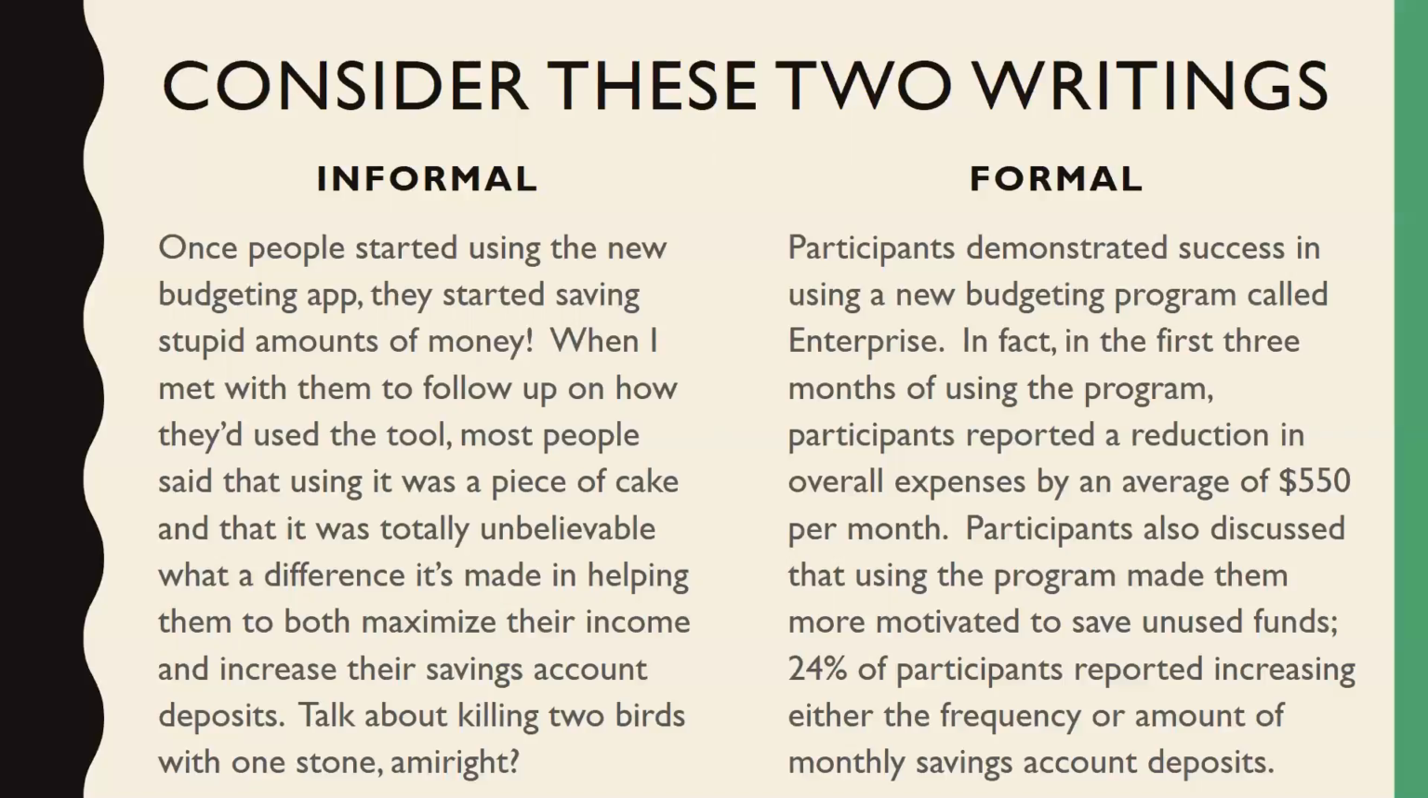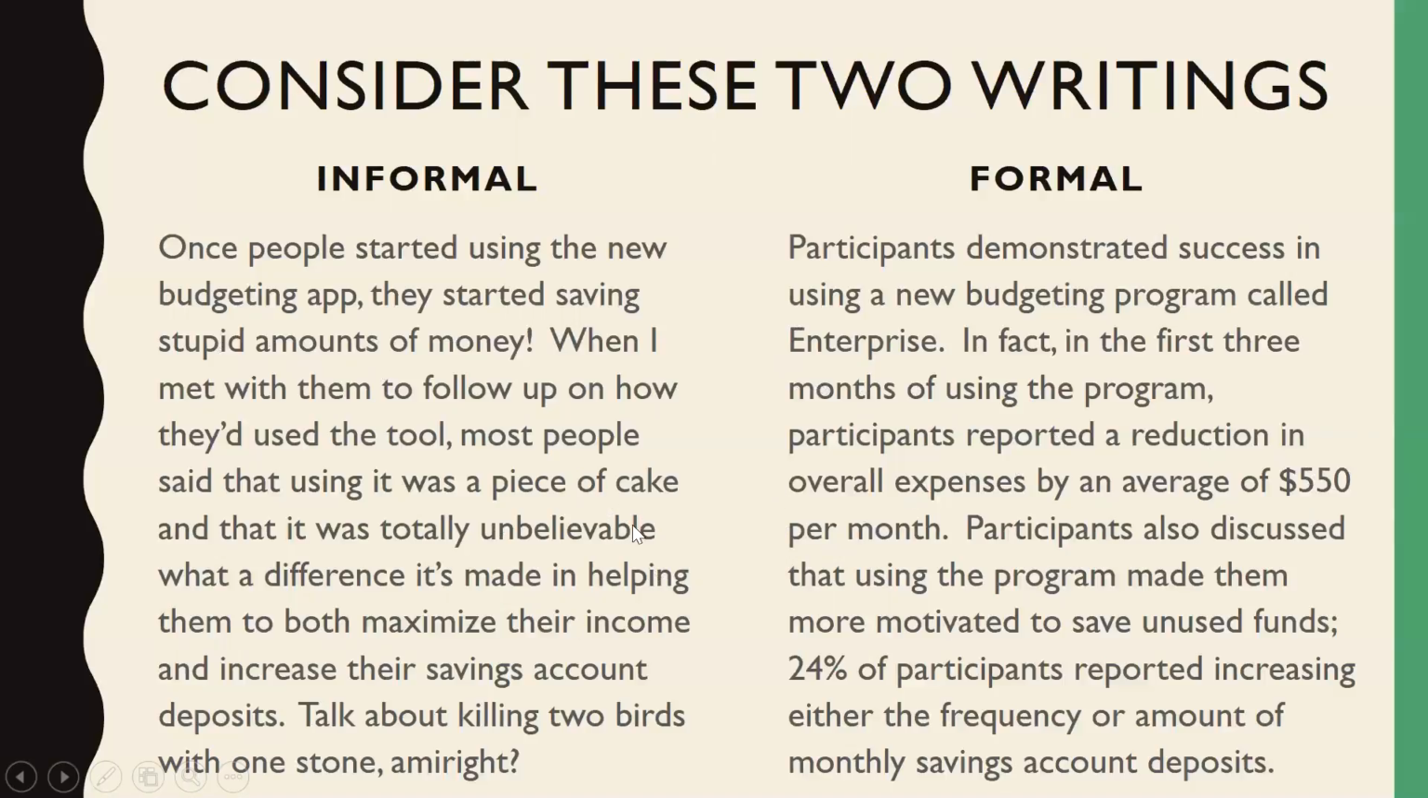And one of the things that really is also very helpful that we've done in formalizing this writing is the use of more specific information. Instead of saying that we have helped people to save stupid amounts of money, we've actually quantified that and backed off using the word stupid in a way that doesn't actually literally mean stupid. We've quantified it as an average of $550 per month, because that's what your reader wants to know. When you say saving stupid amounts of money, well, how much is a stupid amount of money? What are we talking about? We've also given the specific name of this budgeting program, which is called Enterprise.